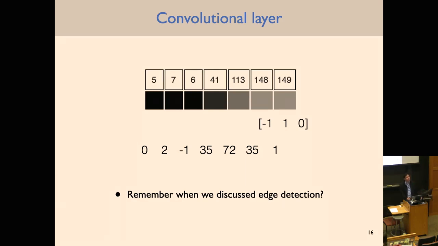Question? Yeah. So the 3 is RGB. If it's a grayscale image, then it'll be 32 by 32 by 1.